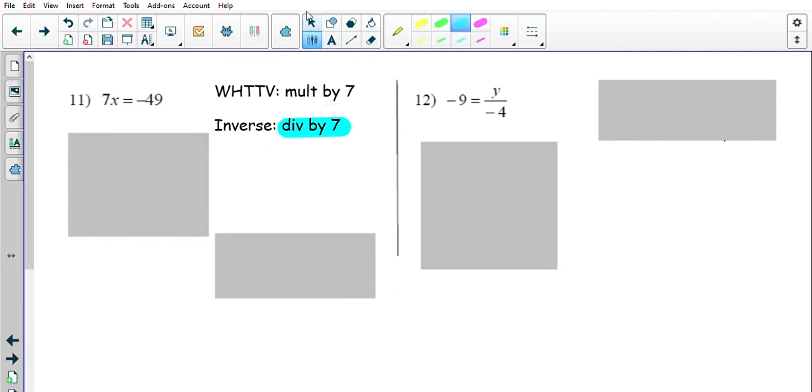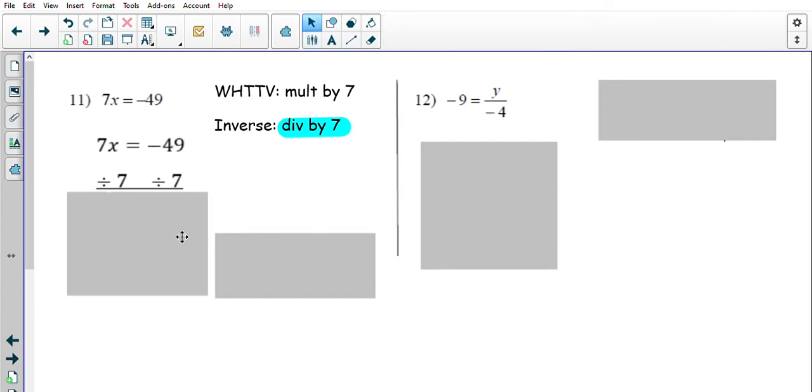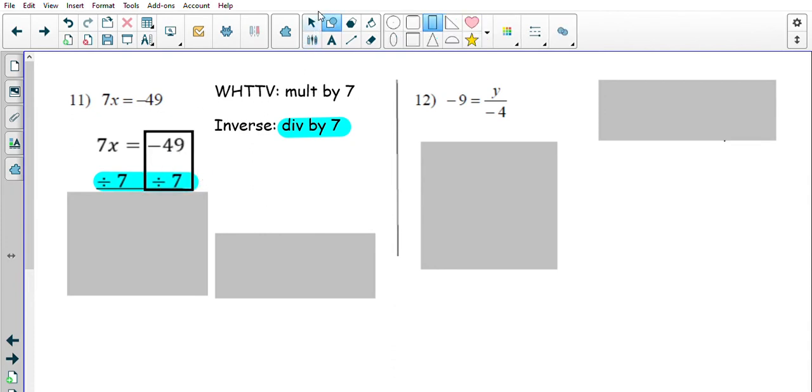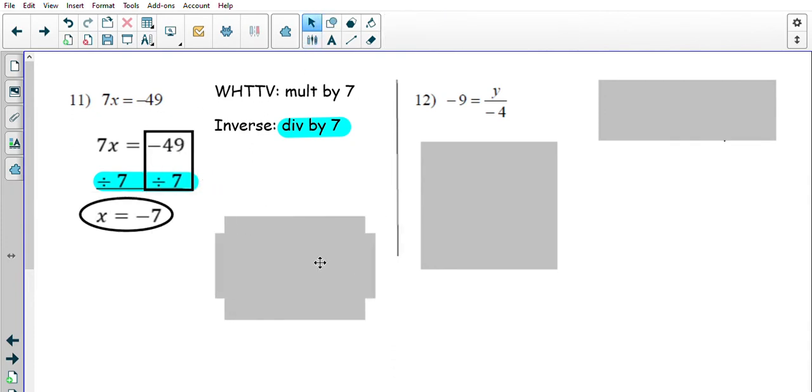So we're going to divide both sides by 7. So let's go ahead and show that. In our calculators, we should be doing negative 49 divided by 7, and our final solution will be x equals negative 7. And I'm going to move through these pretty quickly until we get to our decimals and fractions, and then we'll speed up again once we see several of those.